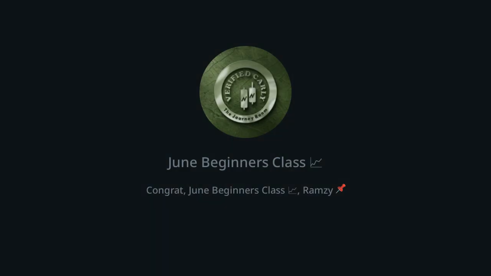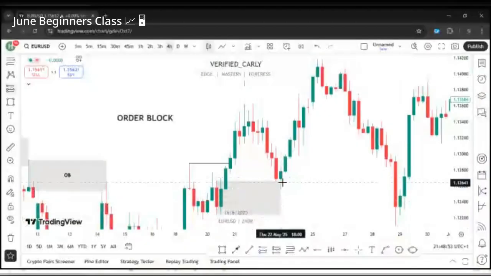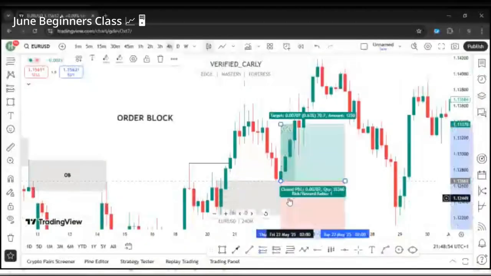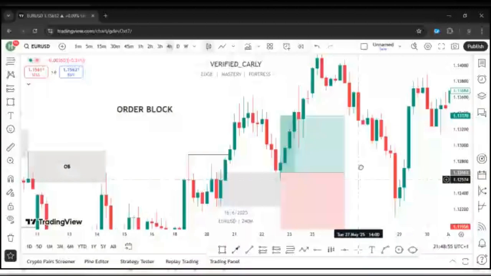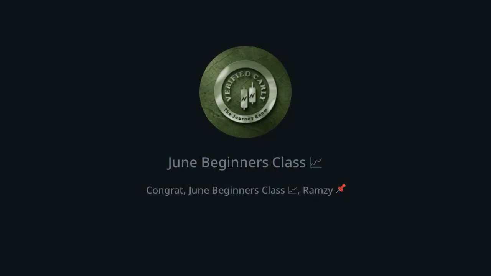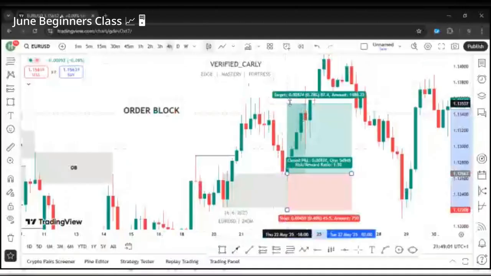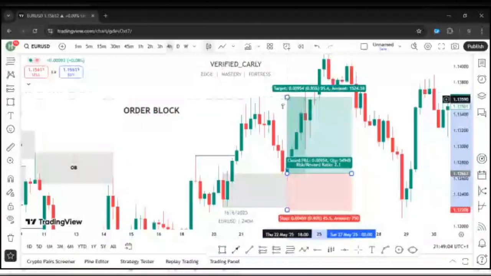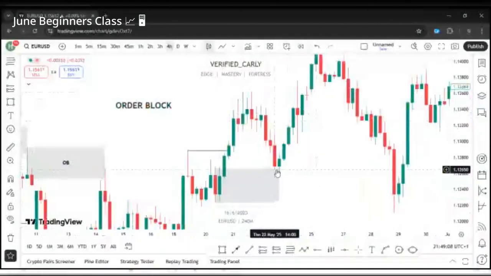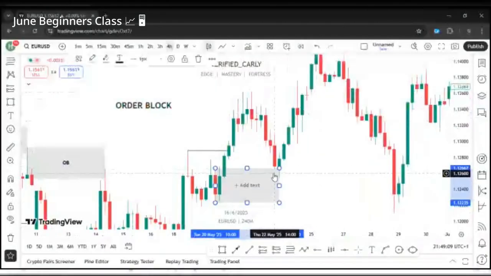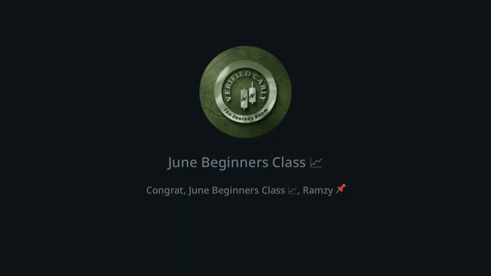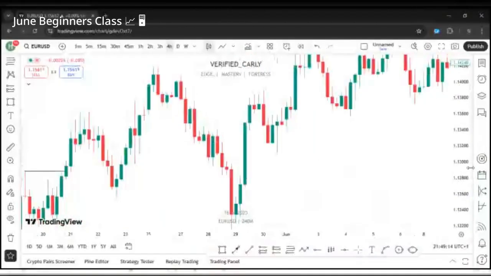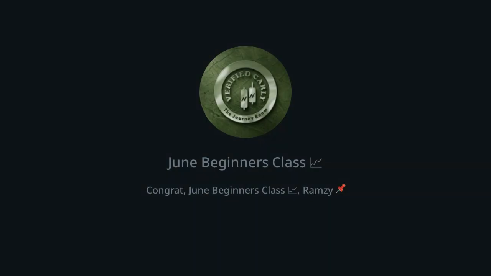Mitigate also means tap. So price came back here and tapped it. Then if your target is this high, probably you hit take profit. We are seeing it. So this is an example of a bullish order block. Let me find another example to show you guys. This also is a bullish order block.